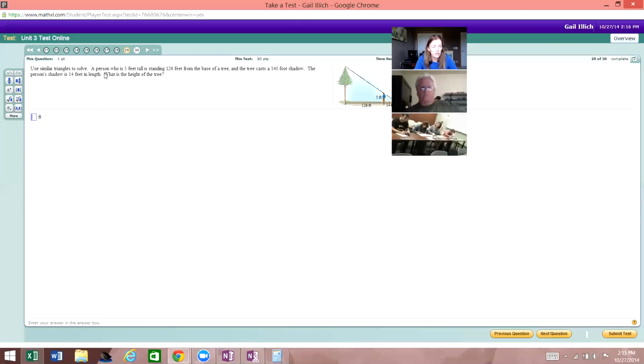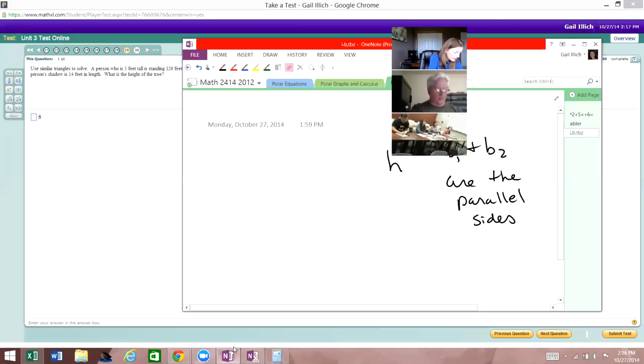Use similar triangles to solve. A person who is 5 feet tall is standing 126 feet from the base of a tree and casts a 140-foot shadow. The person's shadow is 14 feet in length. What is the height of the tree? I think one thing that's tricky about this problem is the drawing. You need to realize that the big triangle there has a base of 140, but they split it up for you.